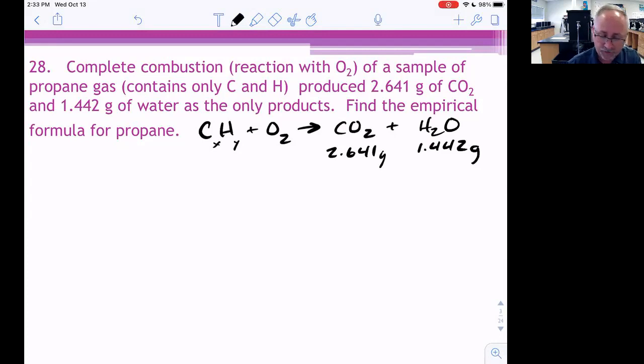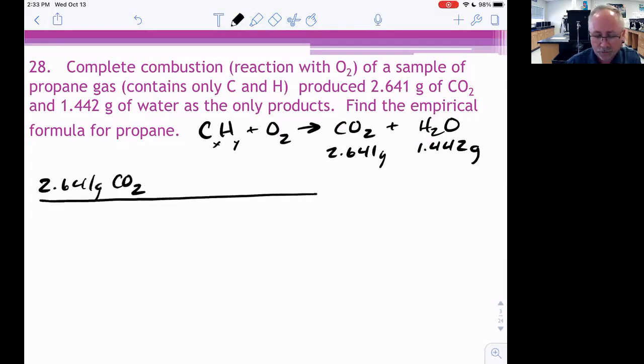So the easiest thing to do is take your carbon dioxide, which is 2.641 grams of CO2, and change this to either grams or moles of carbon. It's a lot easier to go to moles because when you do percent to mass and then mass to mole, if I have the mass of CO2 here, I can change from CO2 to just the number of moles of carbon in the original compound. So I'm going to change from this to moles of carbon.